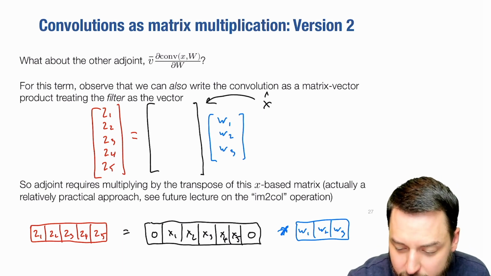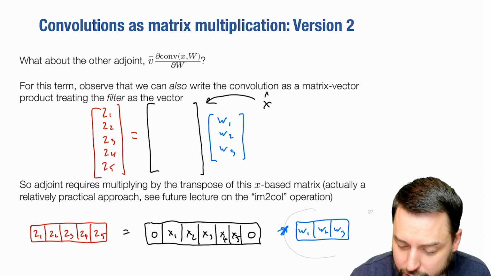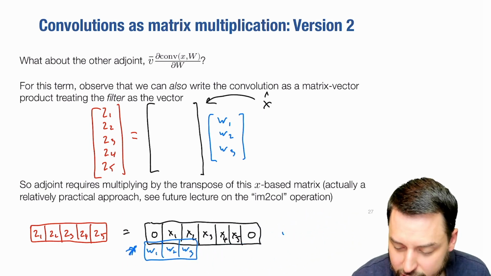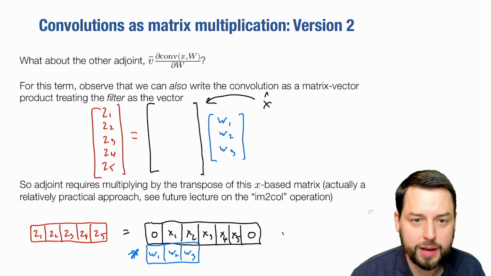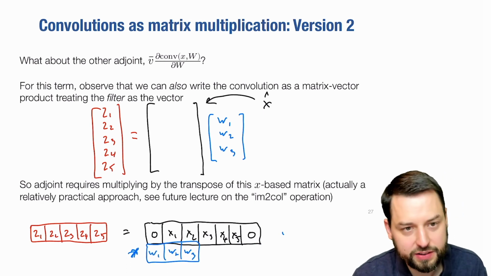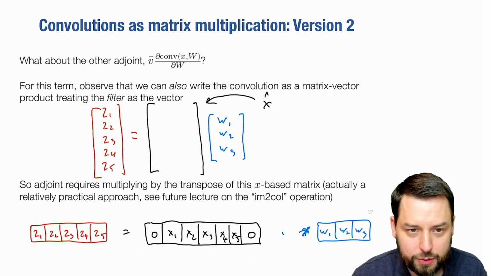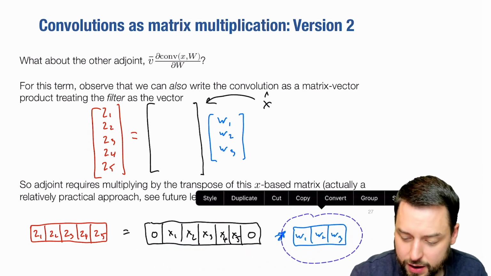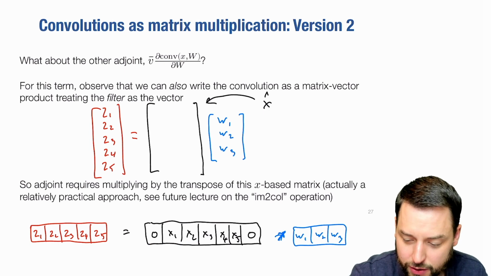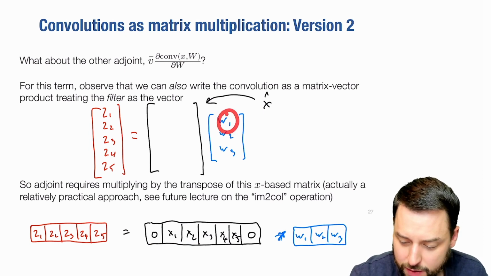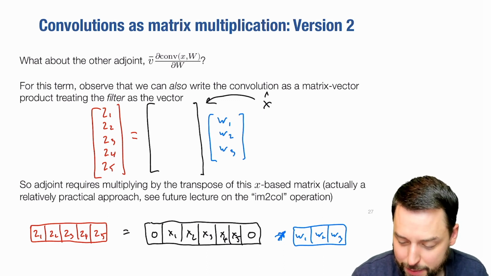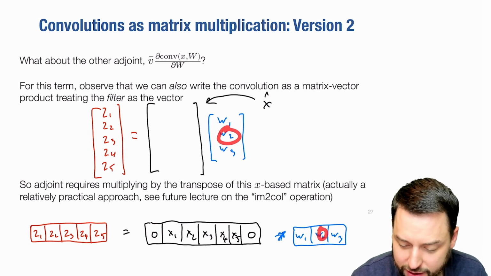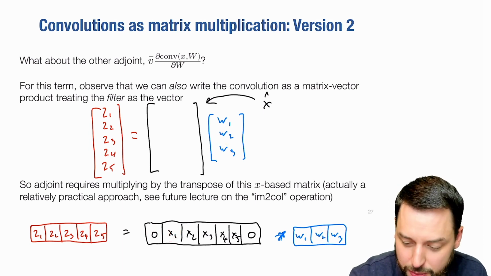Okay, so how does this work? Well, again, let's just do our little operation here. For multiplying, the first entry z1 would be equal to 0 times w1 plus x1 times w2 plus x2 times w3, right? So that would be our first operation there. So what do we multiply by w1? Well, nothing. That's zero padded, because that multiplies this and this. What about w2? Well, w2 multiplies by x1, right? So let's put an x1 here.